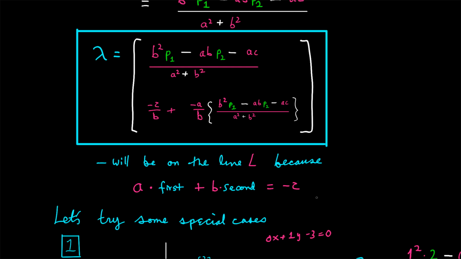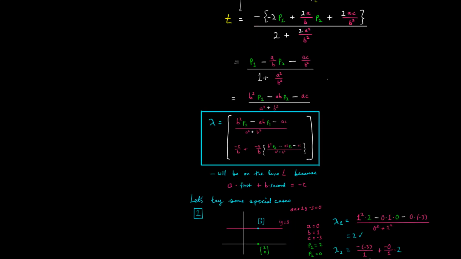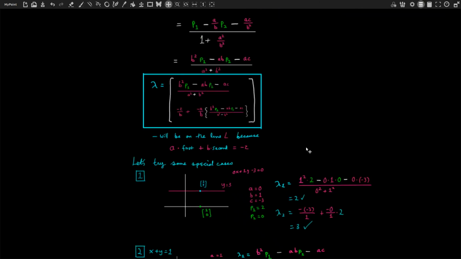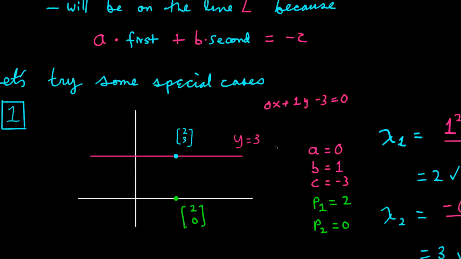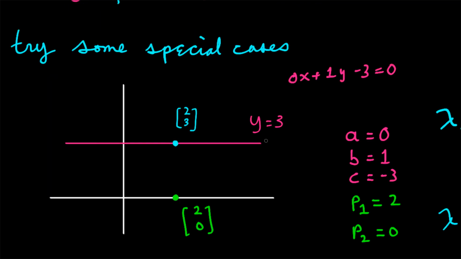All right, so this constitutes a proof, but it's kind of opaque. So let's just try some special cases. So here is a horizontal line. Y is equal to 3, which corresponds to 0x plus 1y minus 3 is equal to 0. And we want to find the closest point on this line to the point 2, 0. Well, if we just use our intuition, it should be 2, 3.